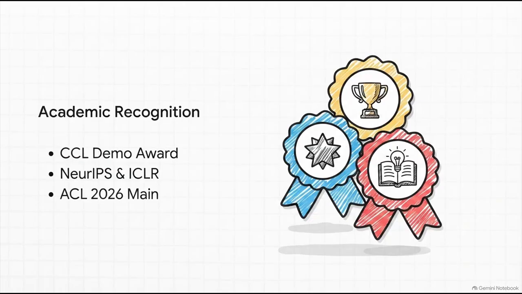And you definitely don't have to just take their word for how good this is. The ecosystem's impact is heavily validated by consistent, multi-year academic recognition. We're talking Best Demo Awards at the China National Conference on Computational Linguistics 2 years in a row. They've had multiple paper acceptances at top-tier AI conferences like NeurIPS and ICLR, and they already have a main acceptance for ACL in 2026. This is cutting-edge computer science happening in real time.